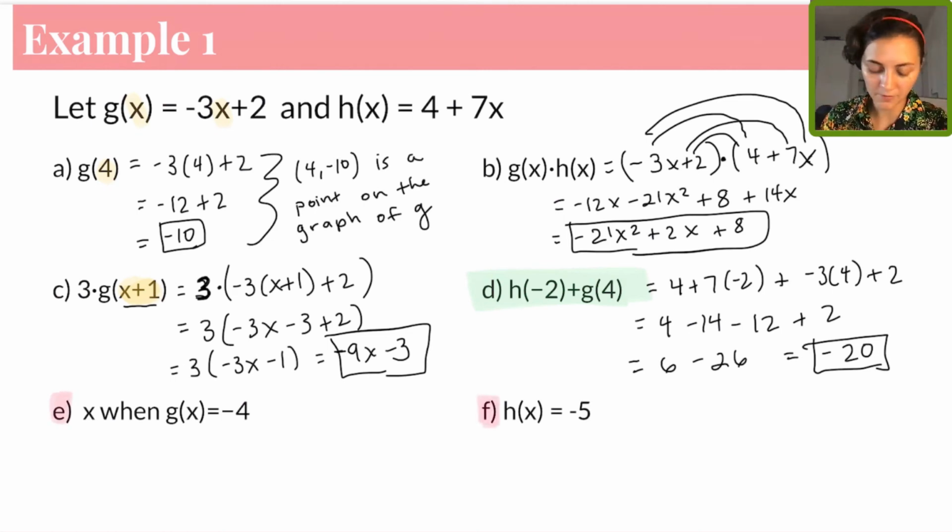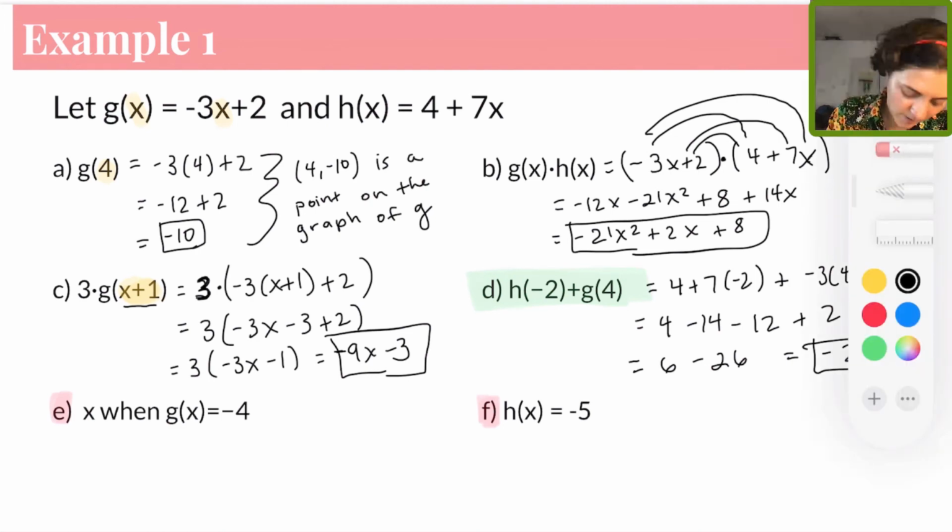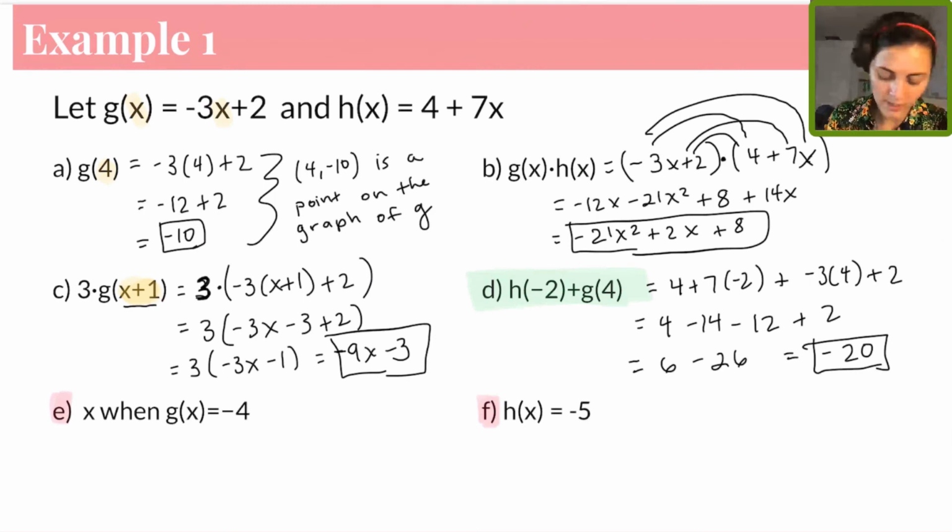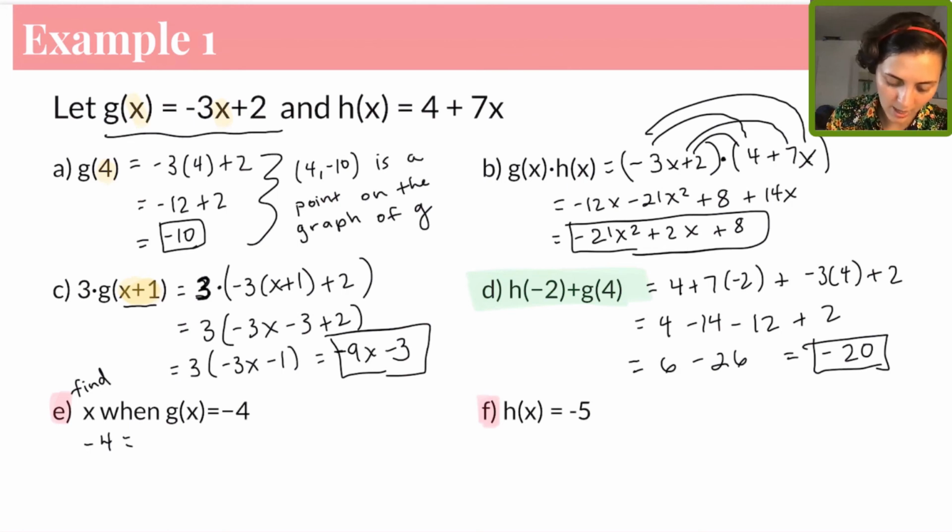So I give you full directions in part E. It says, I want you to find x when g of x equals negative 4. So I'm not telling you what the value of x is. I want you to figure out what x is. But I do tell you that g of x equals negative 4. So what I'm going to do is replace g of x with negative 4 and then set it equal to my equation. So instead of g of x, I have negative 4. And it's equal to negative 3x plus 2.